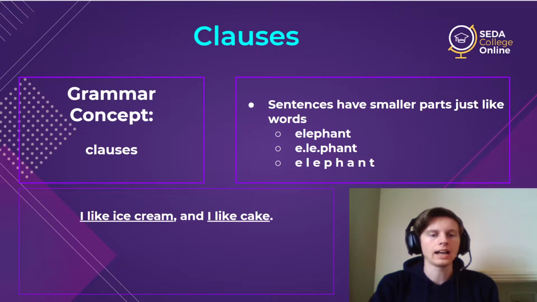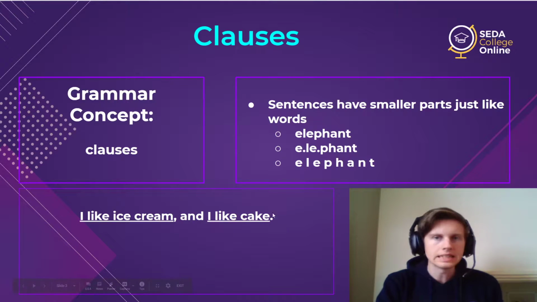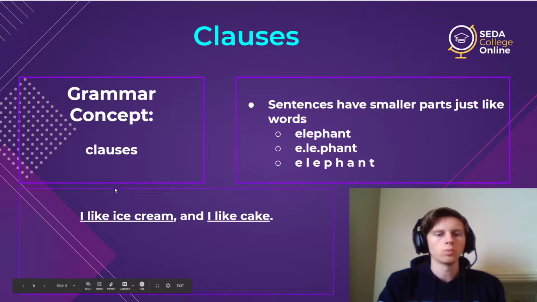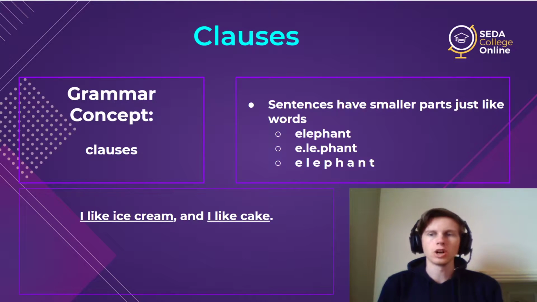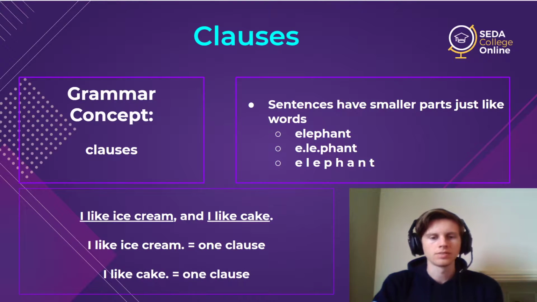So I have the sentence, I like ice cream and I like cake. This is one complete sentence. It is one totally clear and complete idea. It has subjects and verbs, and it is totally finished. I need no extra information. Well, if I look, there are actually smaller sentences inside of this bigger sentence. And so I can take those parts out. I like ice cream. I like cake. Well, those are the clauses of the sentence.